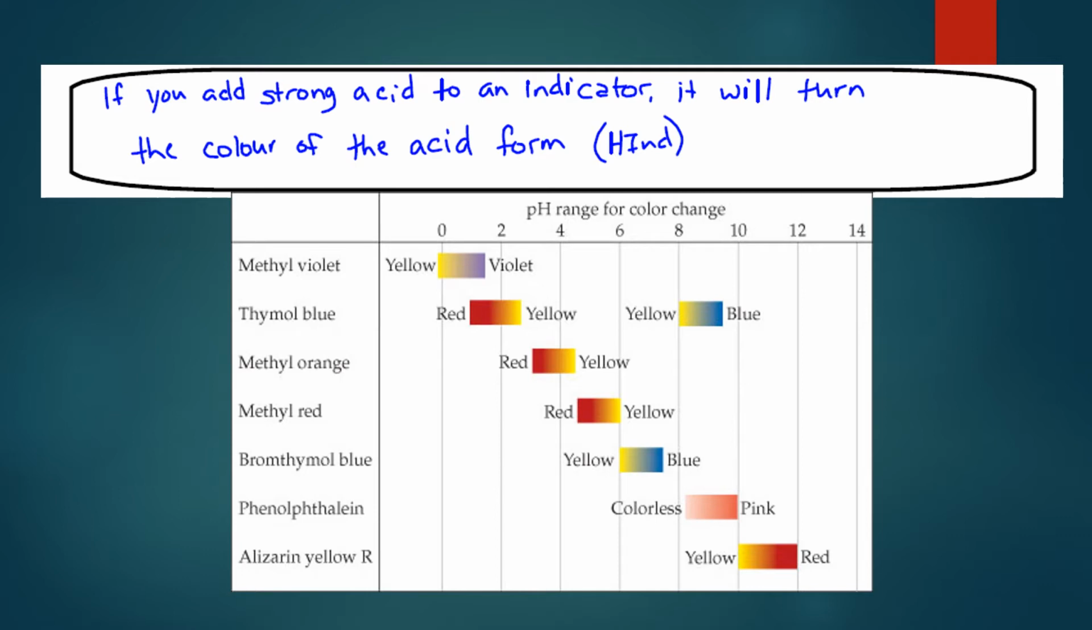With methyl orange, if you put methyl orange in with a strong acid, it's going to turn red. Methyl red will turn red. Bromothymol blue will be yellow. Phenolphthalein will be colorless, and alizarin yellow will be yellow as well.